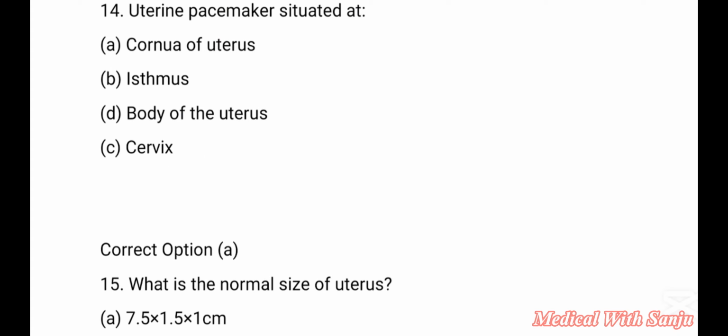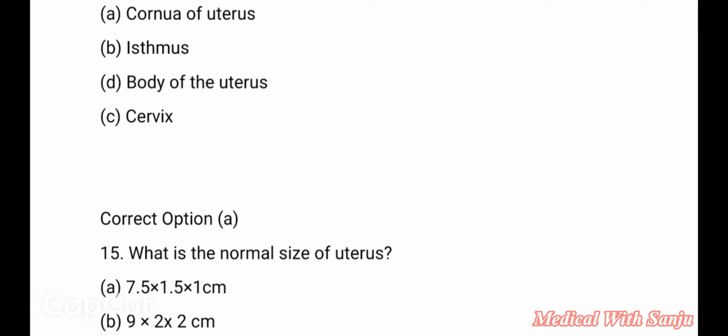Question number 14. Uterine pacemaker is situated at option A, cornua of uterus, option B, isthmus, option C, cervix, and option D, body of the uterus. Uterine pacemaker is situated at the cornua of the uterus. Option A is the right answer. There are mainly two areas in the uterus that stimulate contractions of the myometrium during the labor process, known as the uterine pacemaker.